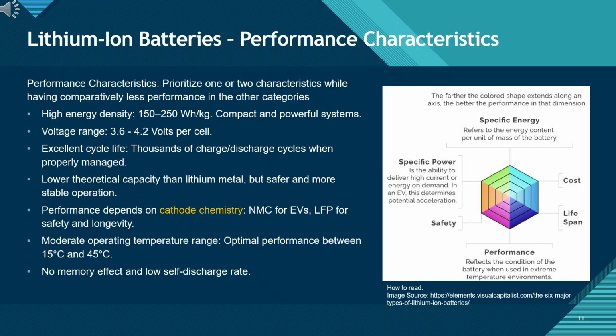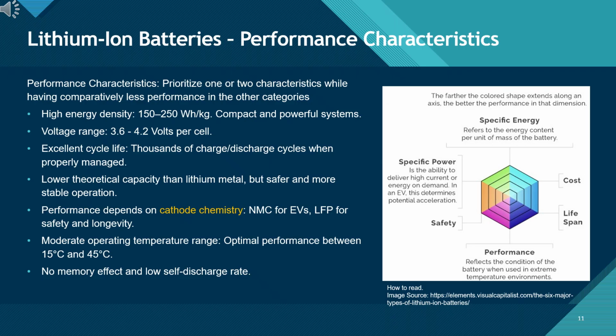Specific power measures how quickly the battery can deliver energy. This affects acceleration and response time. Safety refers to stability under stress or abuse conditions, like overheating or short circuits. Performance, how well the battery operates under various temperatures and demanding conditions. Lifespan, the number of charge-discharge cycles the battery can handle before its capacity drops significantly. Cost, the overall manufacturing and material expense, remains a key challenge for large-scale applications.